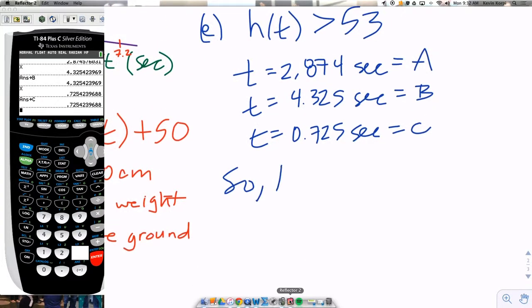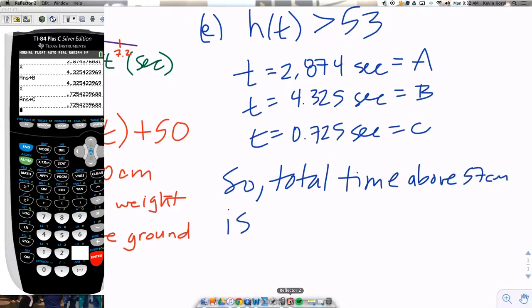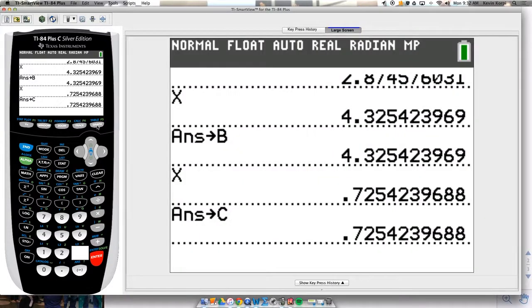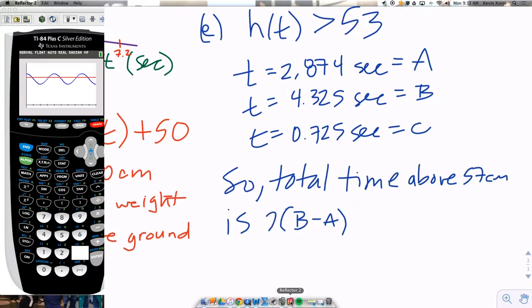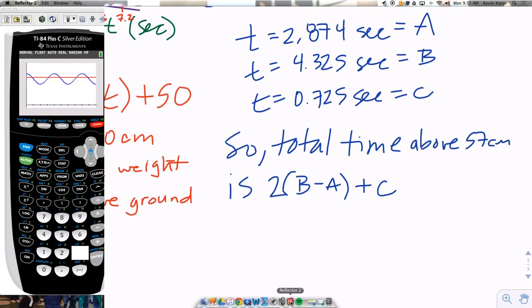So total time above 57 centimeters is, now to find the distance from A to B, it's going to be B minus A. And how many of those did I have? I had one of them here. I had another one there. So I need to double that. So that's 2 of those. So 2 times B minus A, and then plus what? Plus C, that little time from 0 to C. That communicates what you're doing.